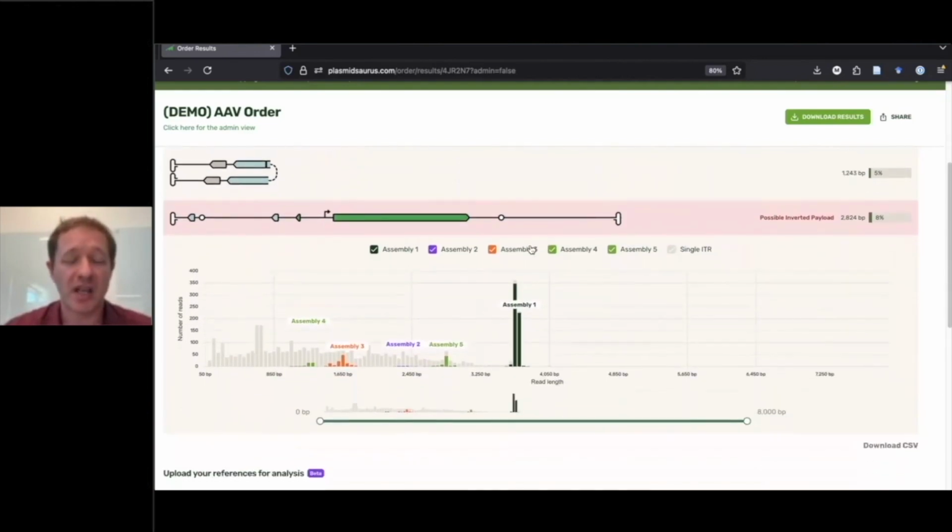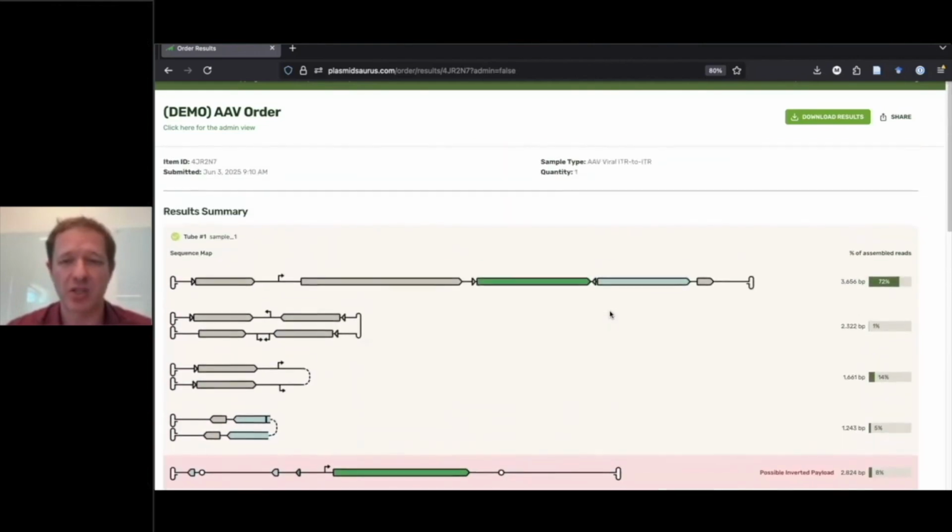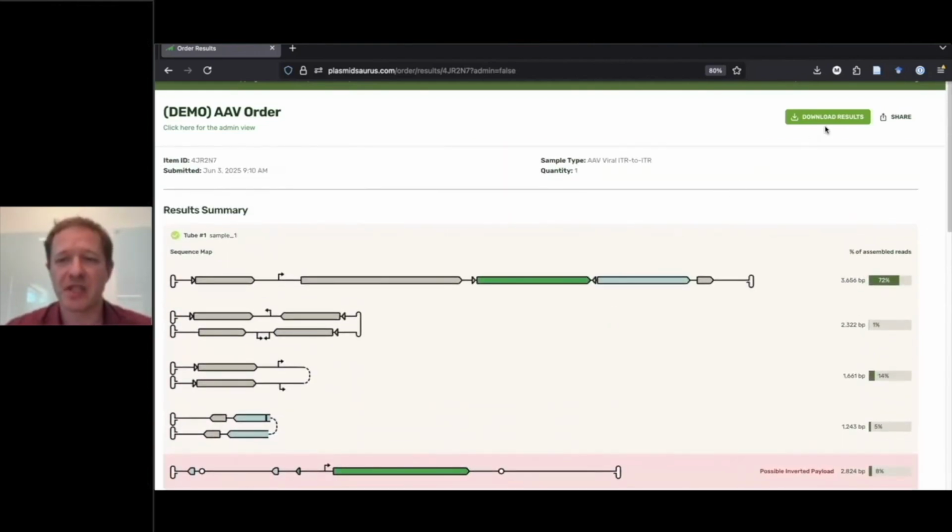Now, additionally, you'll notice I mentioned before these reads that have only a single ITR. We can't really assemble these. There's quite a distribution of read lengths. And so we have an additional analysis that's included in your download package. So when you get your results, you'll see at the top there's a download results button.